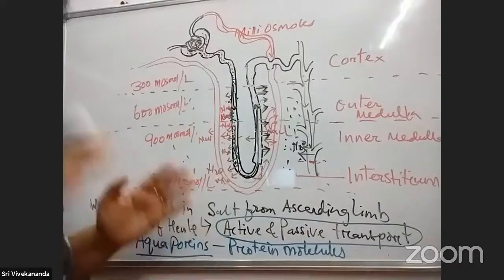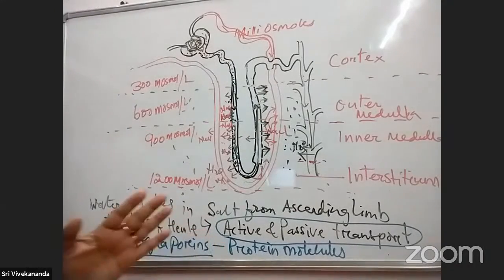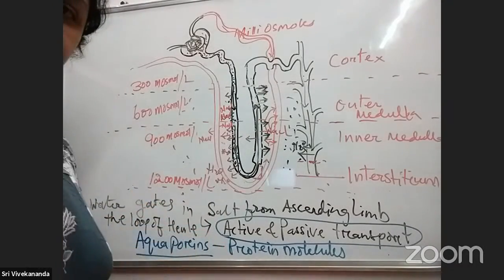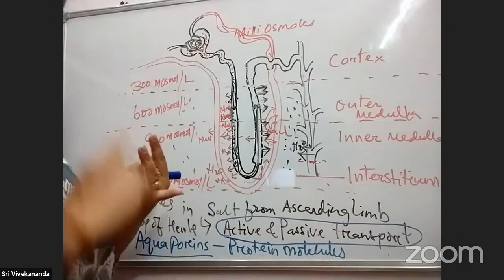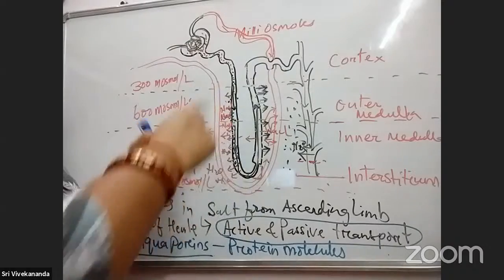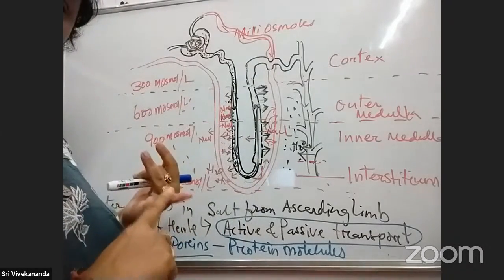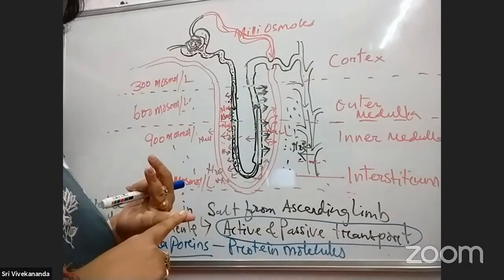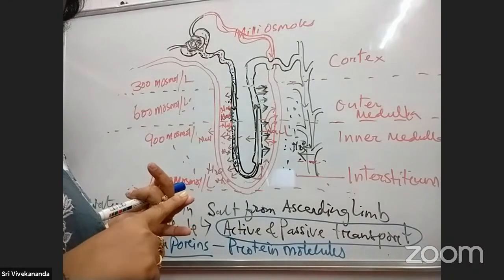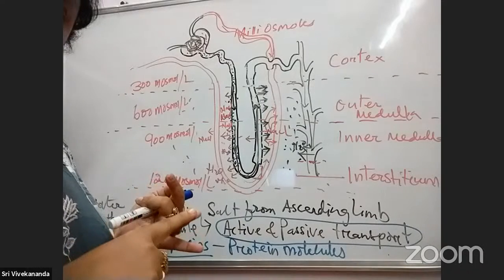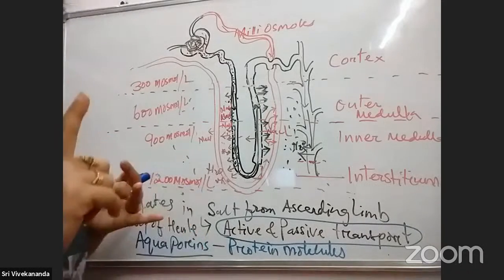You understand up to this? Whatever I told now, what are the things I explained? I explained about the location of the tube. I explained which is the descending and ascending limb, right? I explained about the vasa recta and its location. Correct or not? Right?